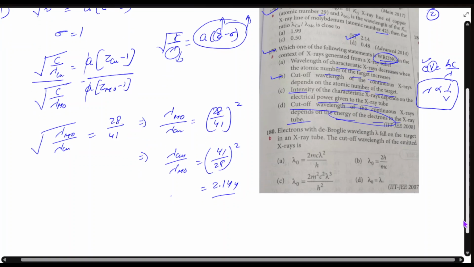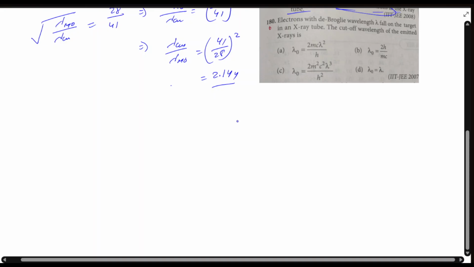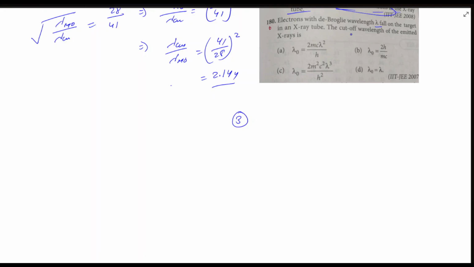Let's move on to the third question. An electron with de Broglie wavelength lambda falls on the target in an X-ray tube. We need to find the cutoff wavelength of the emitted X-ray. As we know, the electron has a wavelength lambda, so due to energy conservation, the X-ray must have the same wavelength, right? But this is incorrect. Look, we need to solve it. If the answer comes out as lambda equal to lambda naught, that's fine.